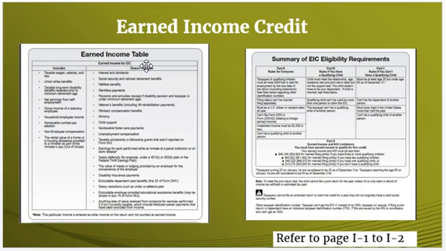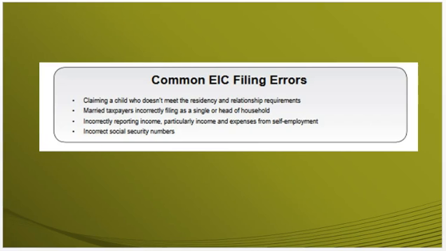The information referring to the earned income credit is going to appear on page I-1 and I-2. So you'll definitely want to access these two tables. This will be something you see a lot of. And there are a lot of errors that happen in filing for earned income credit, and so the IRS has a very watchful eye on the tax returns that come in claiming earned income credit. So you want to make sure that you do not make any of these filing errors that you see here.